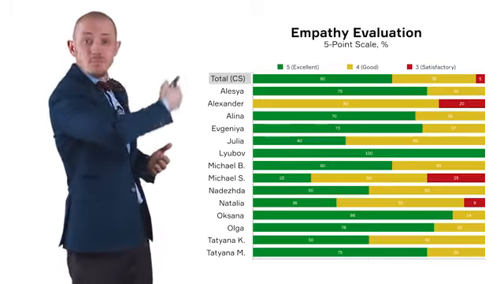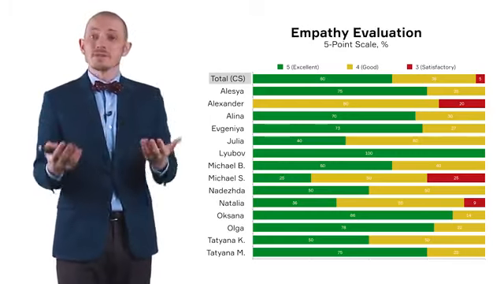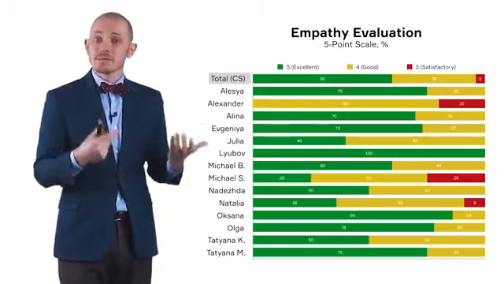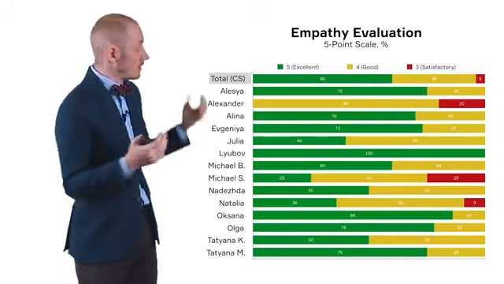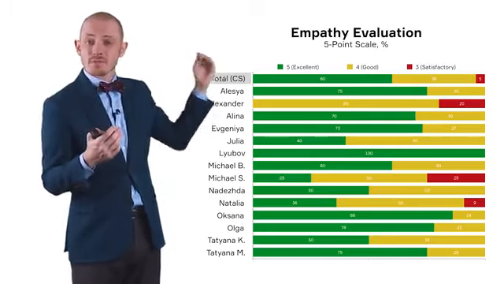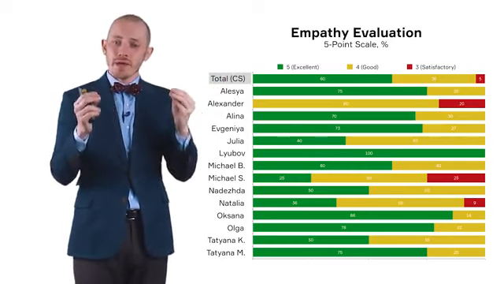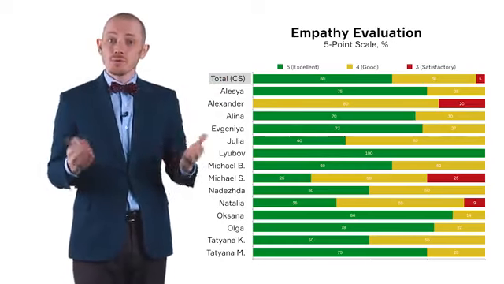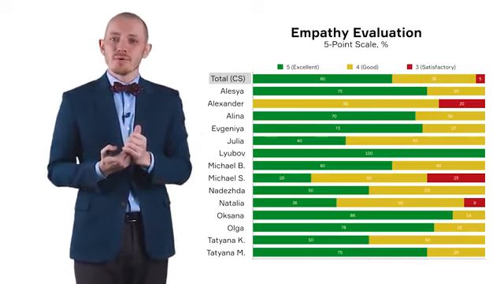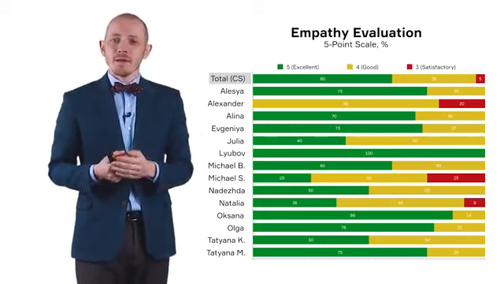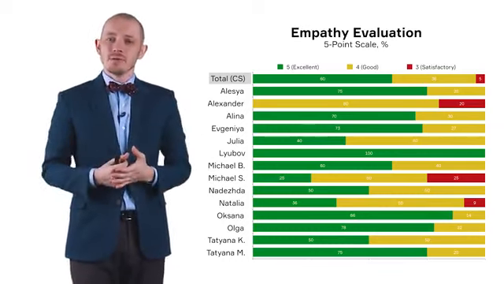There are certain people on the right who got certain grades. Could be excellent, could be satisfactory, could be good. For example, Michael S., who is somewhere in the middle there, got 25% of excellent grades, 50% of good grades, and 25% of satisfactory grades. Now, this chart does not lead to any conclusion.